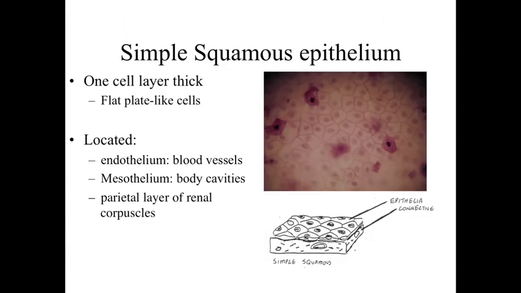So the next thing we're going to do is put together the two parts, the number of cell layers and the shape of the surface cell, and look at some basic types of epithelia. The first are the simple squamous epithelia. So simple, one cell layer thick, squamous, flat plate-like cells. Okay, so we're going to have a very thin epithelium, and we're going to find this in areas like the endothelium, which is the lining of blood vessels, mesothelium, which is the lining of the body cavities, as well as an area like the parietal layer within the renal corpuscle. And we'll talk about these in more detail as we go through the course.